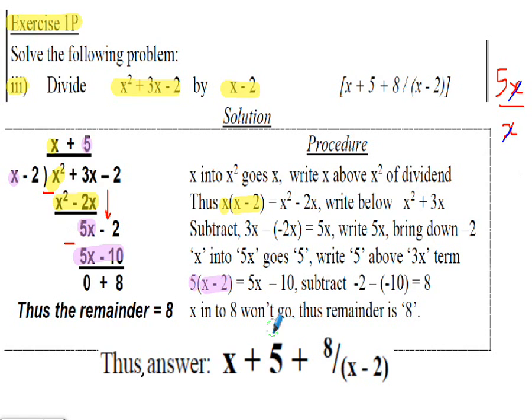Subtracting, 5x minus 5x is 0, and be careful here, negative 2 minus the negative 10, that's negative 2 plus 10, so plus 8. We cannot divide x into 8, so we now have a remainder equal to 8. So our final solution for x squared plus 3x minus 2 divided by x minus 2 is x plus 5 plus the remainder of 8 divided by the x minus 2. Just be careful how you've written that fraction at the end.